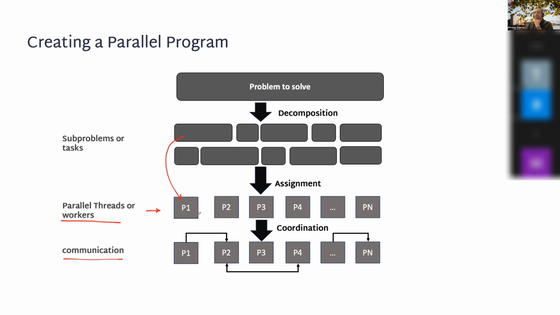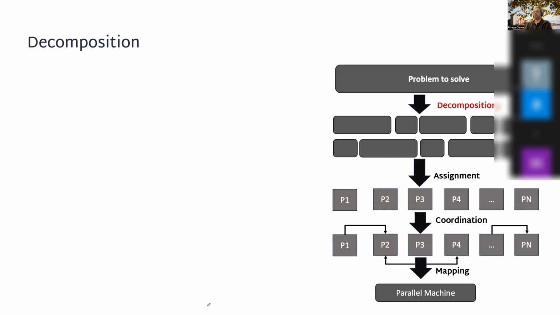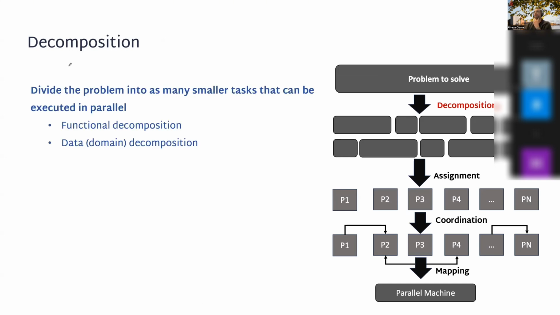Because of data dependency, some of these processes need data from each other, right? So they have to perform this kind of computation and communication. And finally, you have the mapping, where you map the actual thread to a real hardware thread. This part can be done by the operating system or by the hardware itself. So let's discuss them in more detail. Let's talk a little bit about the decomposition.